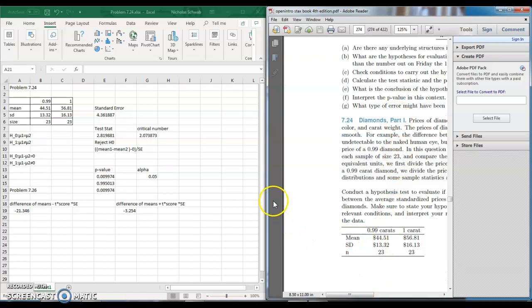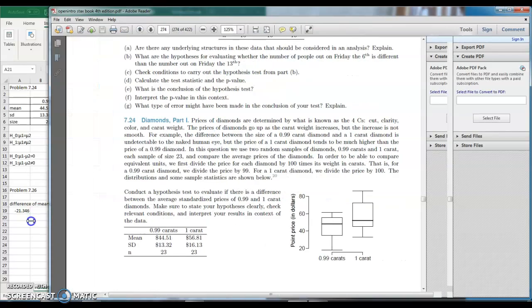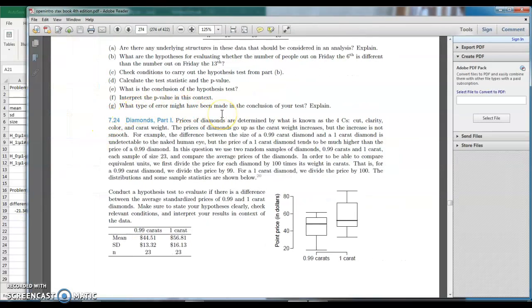Okay, let's read the problem. 7.24, diamonds part 1. The prices of diamonds are determined by what is known as the 4 C's. The prices of diamonds go up as the carat weight increases, but if you look at a 0.99 carat diamond and a 1 carat diamond, the 1 carat diamond is much more expensive, even though they're almost the same size and nobody could actually tell the difference.